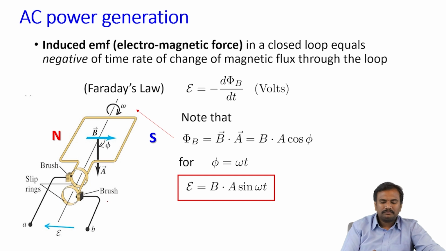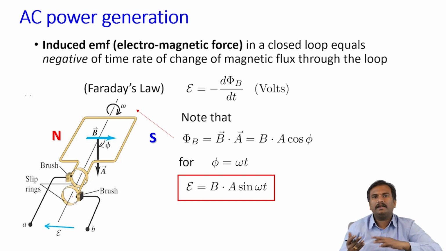Whatever sine waveform we get will be converted into DC by using the brushes. These brushes have the slip rings, and these slip rings are connected to the commutator, and this commutator is going to convert the AC supply into DC.